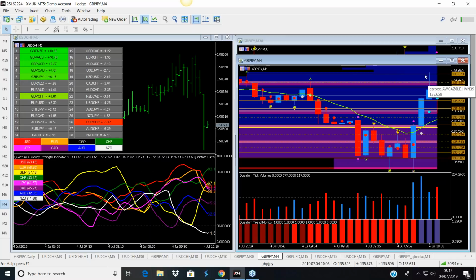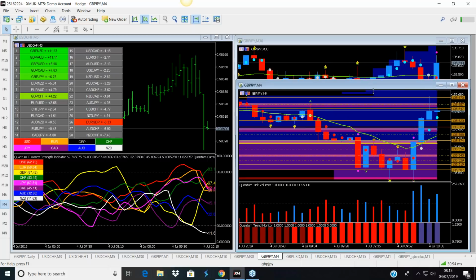I haven't had a trigger here, but because it triggered on the slower one, it confirms and tells me that weakness will be coming along, and indeed it does.